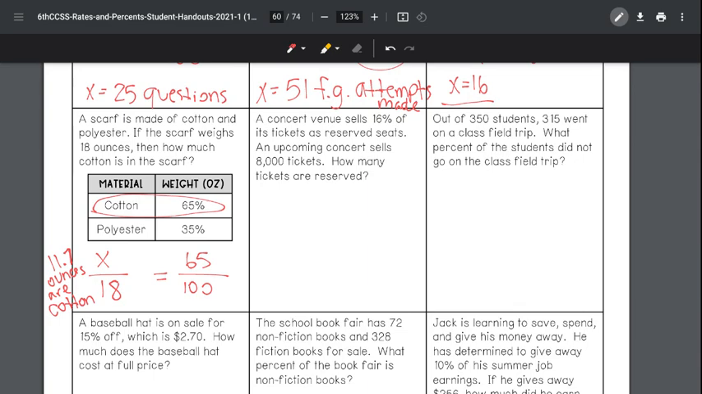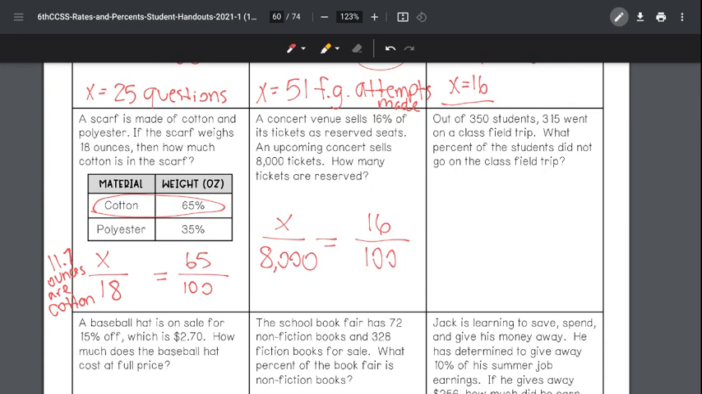A concert venue sells 16% of its tickets as reserved seats. An upcoming concert sells 8,000 tickets. How many tickets are reserved? Set up your proportion. I know that 16% out of 100% are for reserved seats. But the problem tells us the total amount of tickets that were sold for the concert, which was 8,000. So out of those 8,000 people coming to the concert, how many are going to get reserved seats?